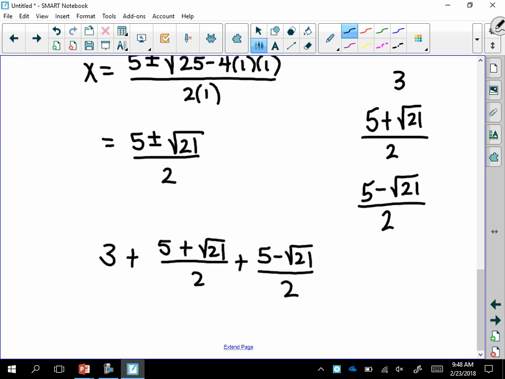Oh, find the sum of the remaining solutions. So we don't have to worry about the 3. Yeah, so then when we add those together, we just get 5. So that would be the sum of those. So the square root of 21 is canceled.